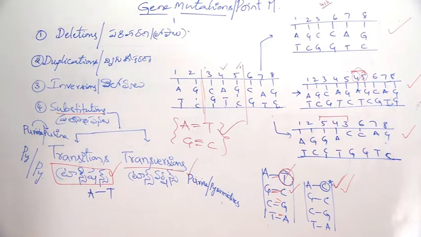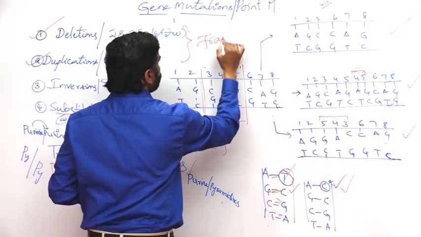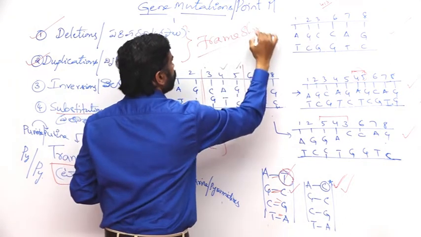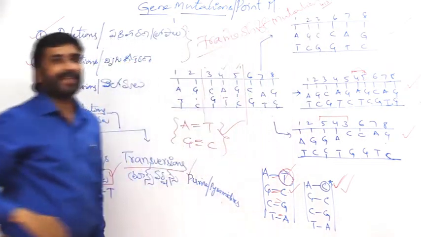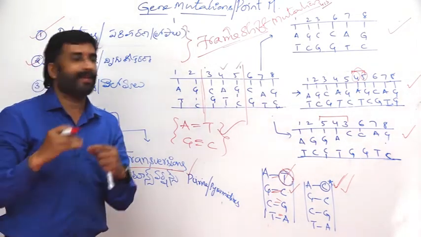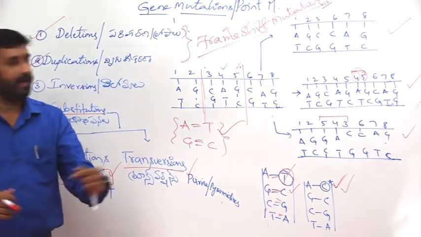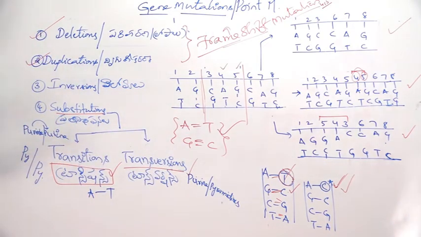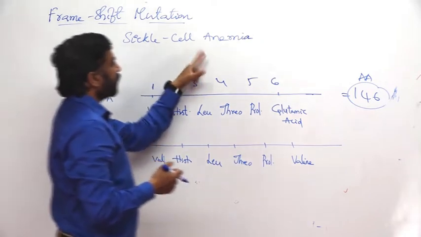Here one of the important points is the deletion type of mutation and the duplication type of mutation. These two are commonly known as frame shift mutations. The most common example for frame shift mutation in human beings is a disease called sickle cell anemia. So let us see what sickle cell anemia is. It's the best example for frame shift mutation.